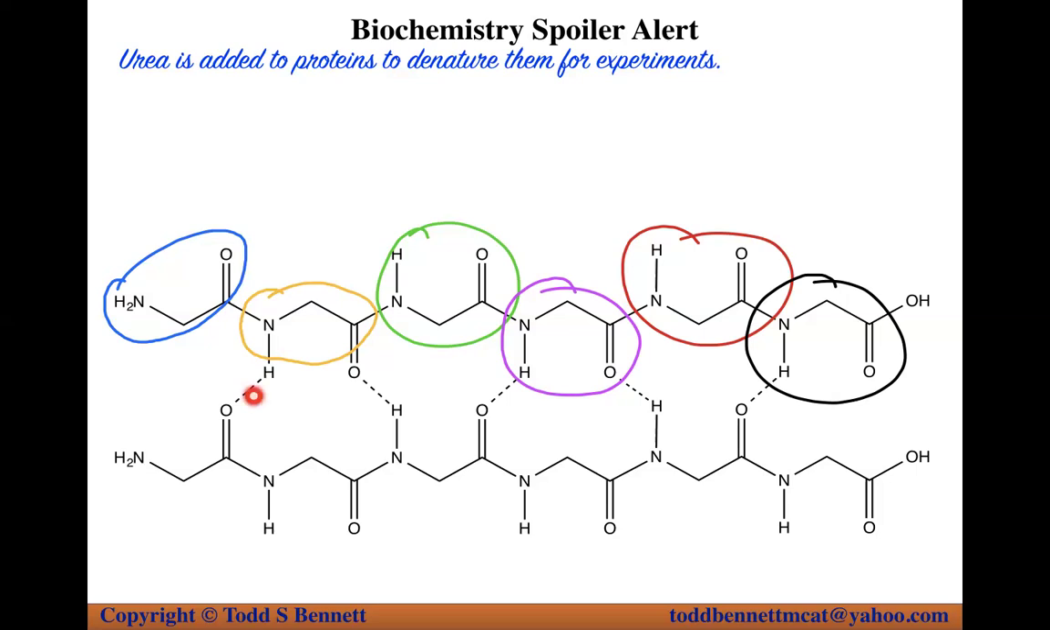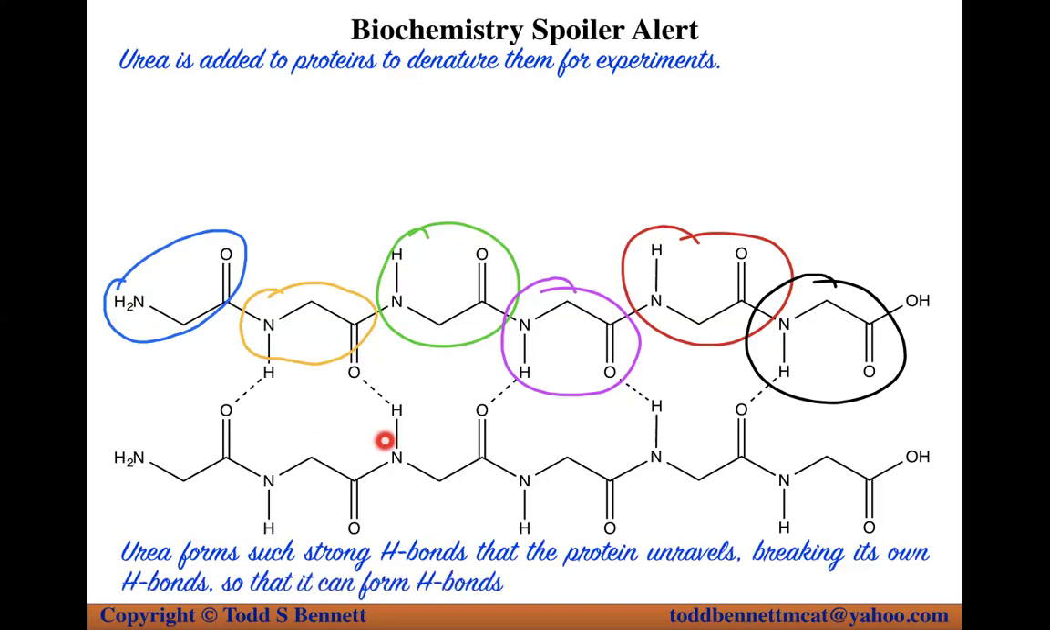Okay, that said, urea forms amazingly useful H bonds, and because it's a small molecule, it's free to line up the right way. So it's going to form better H bonds with protein than protein will with itself. So if I add urea, this H bond right here, protein's going to go, forget that. Why settle for this O that's just really weak and not lined up the right way when I could potentially have urea? So it will actually start unzipping the protein.